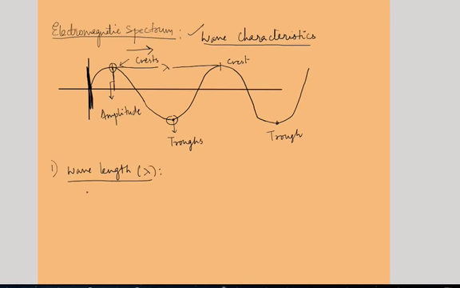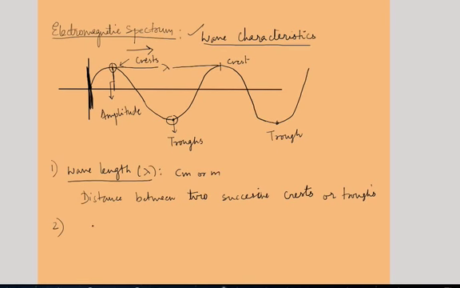So I can write that as distance between two successive crests or troughs. And we usually denote wavelength in centimeters or meters.